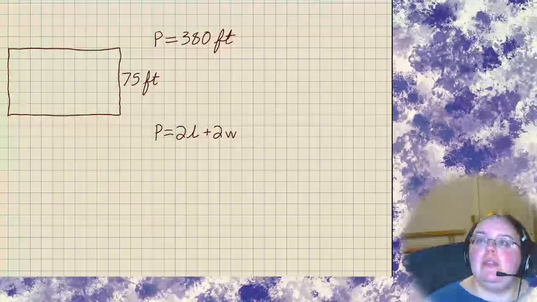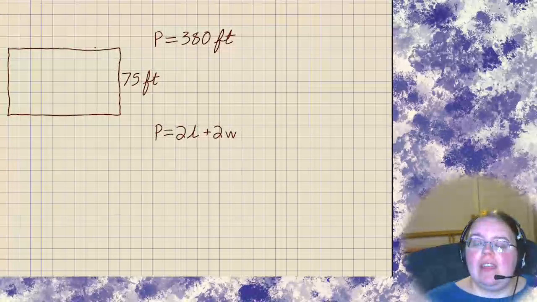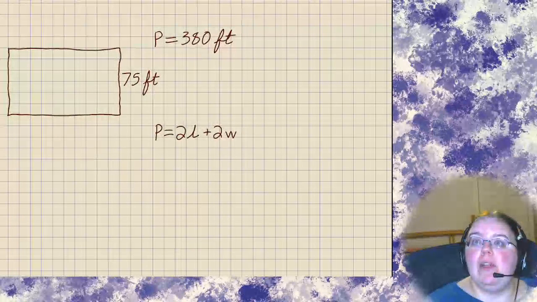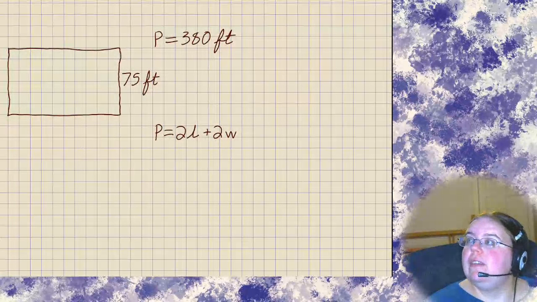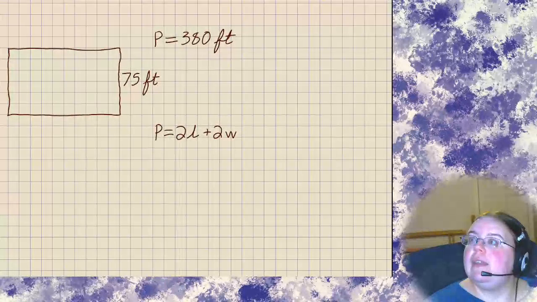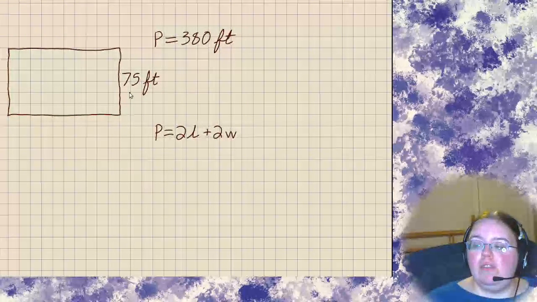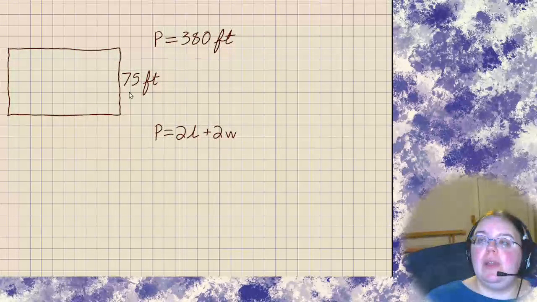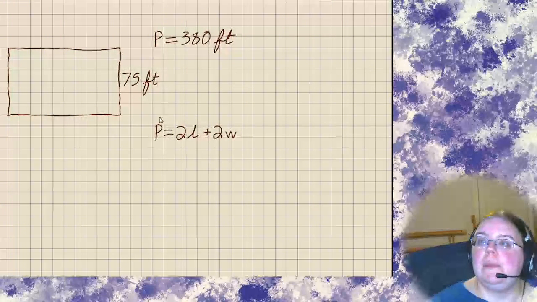So we're given that the total perimeter of some rectangular object, in this case it's a field, is 380 feet, so that's all the way around. We're also told that one of those dimensions was 75 feet. In this problem, that is the width, and for situational reasons, we were not able to measure the length. So what we're going to do here is some indirect measurement to calculate that length.